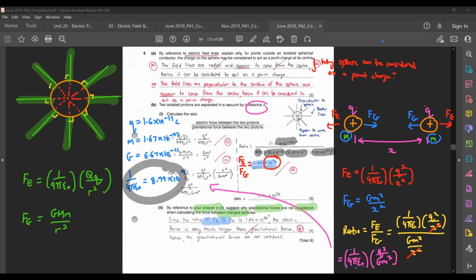So you will word your answer something like this: since the ratio of Fe to Fg is 1.24 times 10 power 36, the electric force is very much larger than the gravitational force. Hence, the gravitational force will not be considered. From here, you can see that Fe is 1.24 times 10 power 36 of Fg, so Fe is so much larger than Fg. Therefore, Fg is negligible.